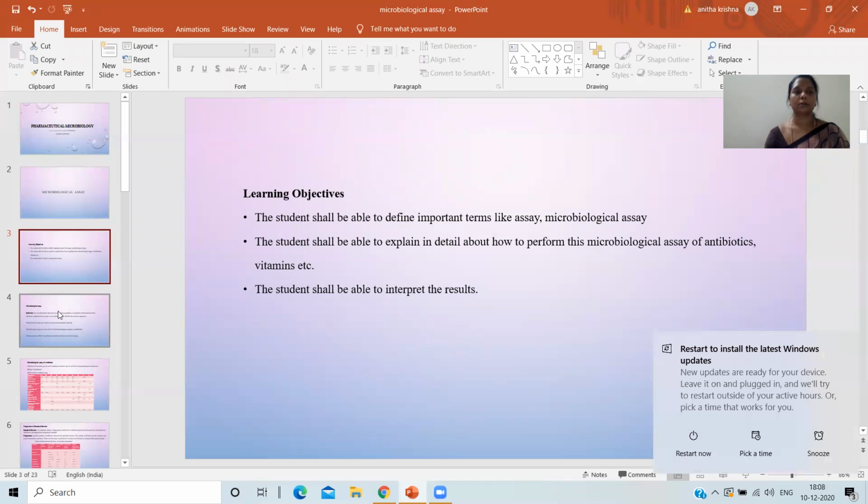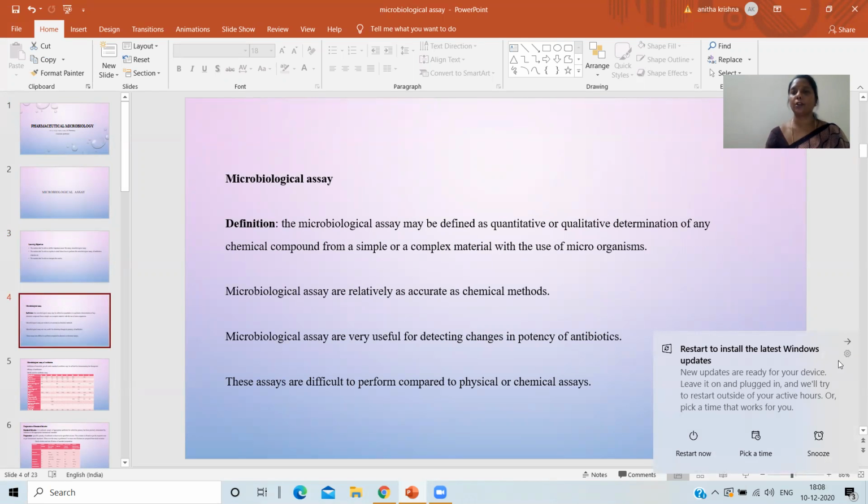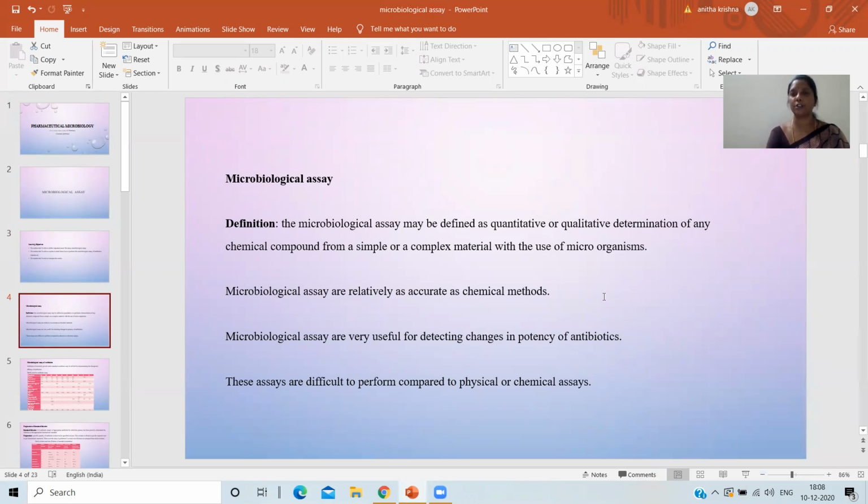Now, coming to your main topic, that is microbiological assay. Before learning about microbiological assays, we have to learn what exactly the term microbiological assay means.